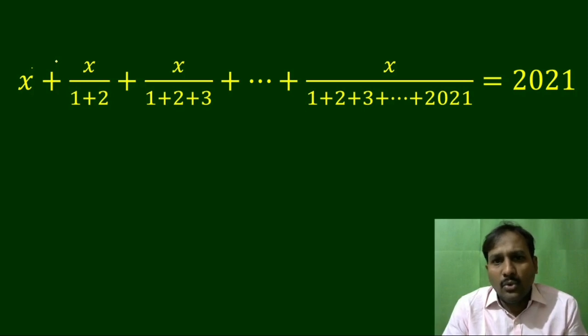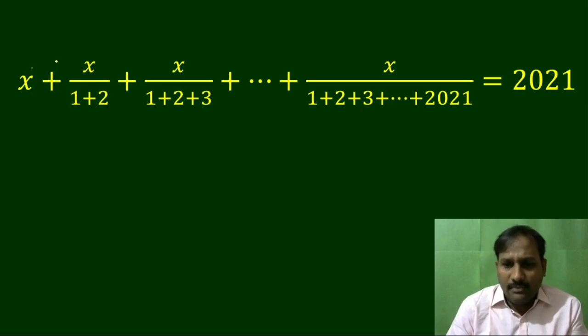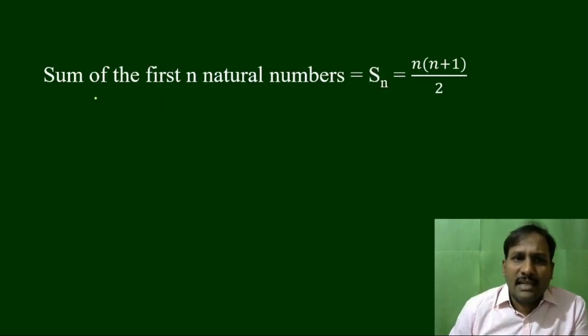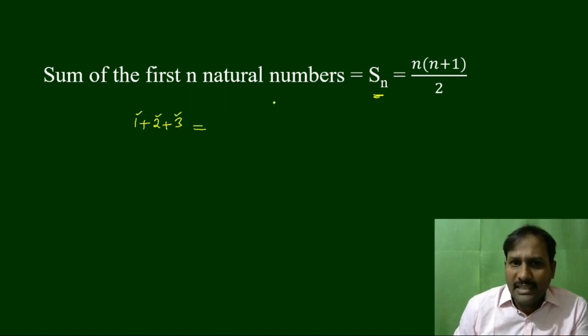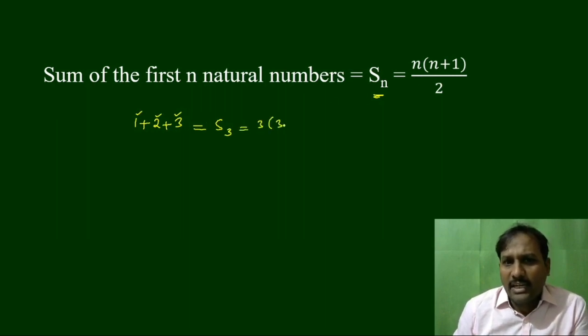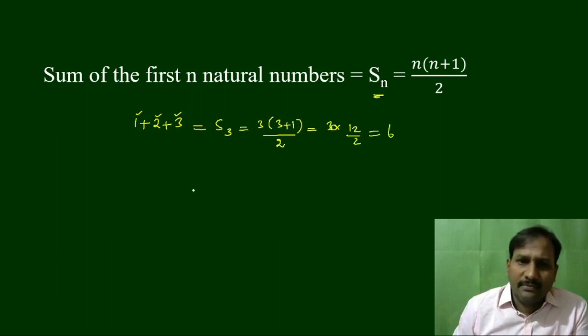Okay, so how to do this? Before doing this problem, we should know two simple concepts. The first one is the sum of the first n natural numbers, denoted by Sn, that is equal to n into n plus 1 by 2. Suppose you want the sum of the first three natural numbers, that is S3. Here n is equal to 3. So that will be equal to 3 into 3 plus 1 by 2. That is 3 into 4, that is 12 by 2, that is 6.